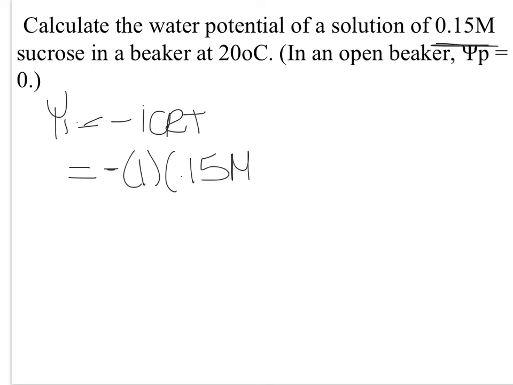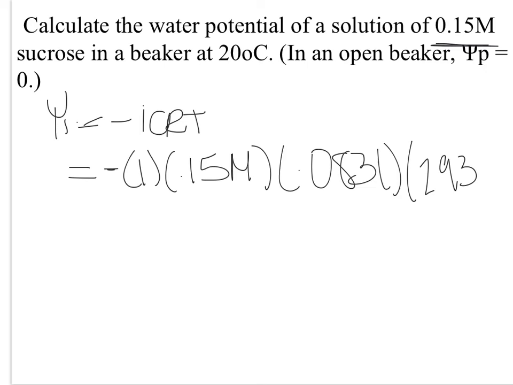So that is going to be 0.15 molar. Then our pressure constant is going to be 0.0831. And our temperature is going to be 20 plus 273 to give you 293 Kelvin. All right, so that's going to be equal to negative 3.65, and that answer is going to be in bars because we're calculating solute potential.